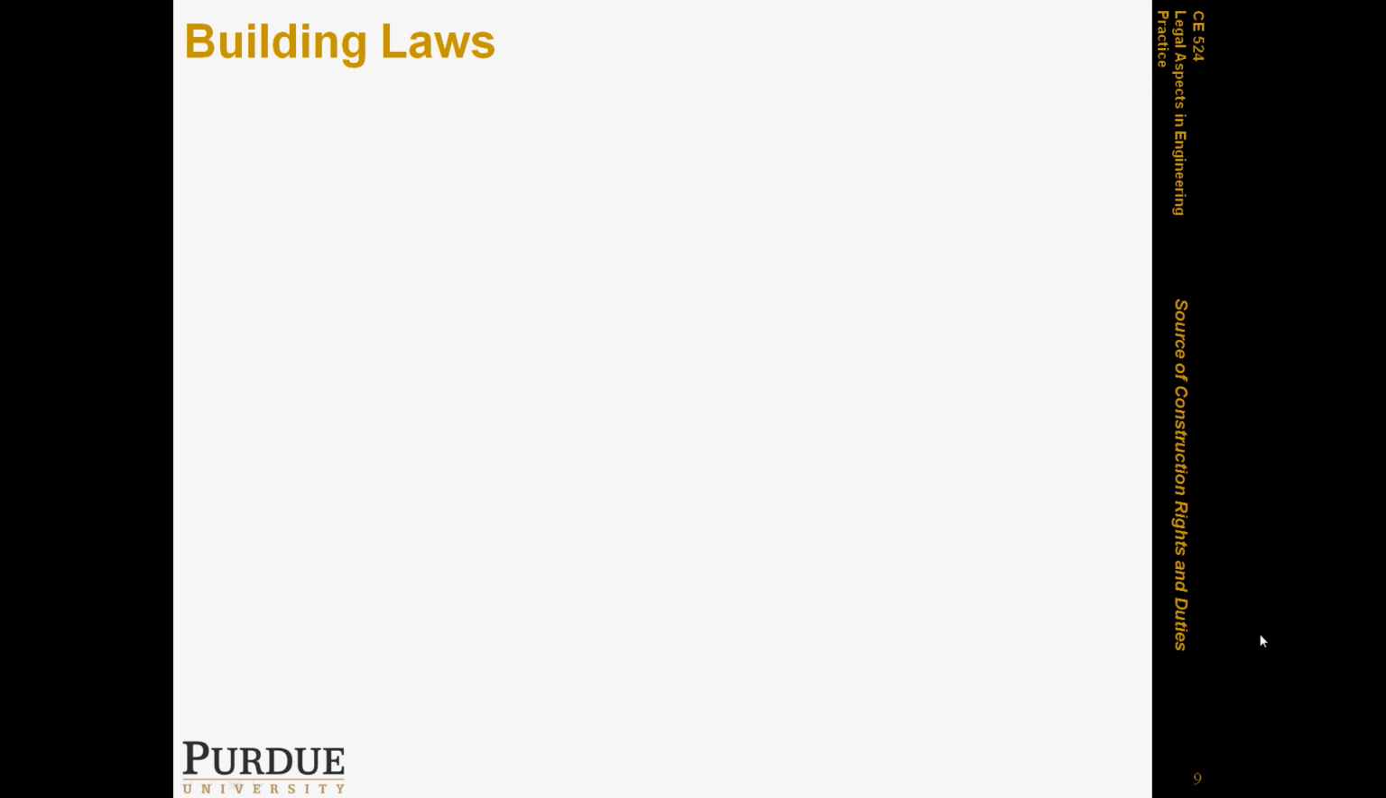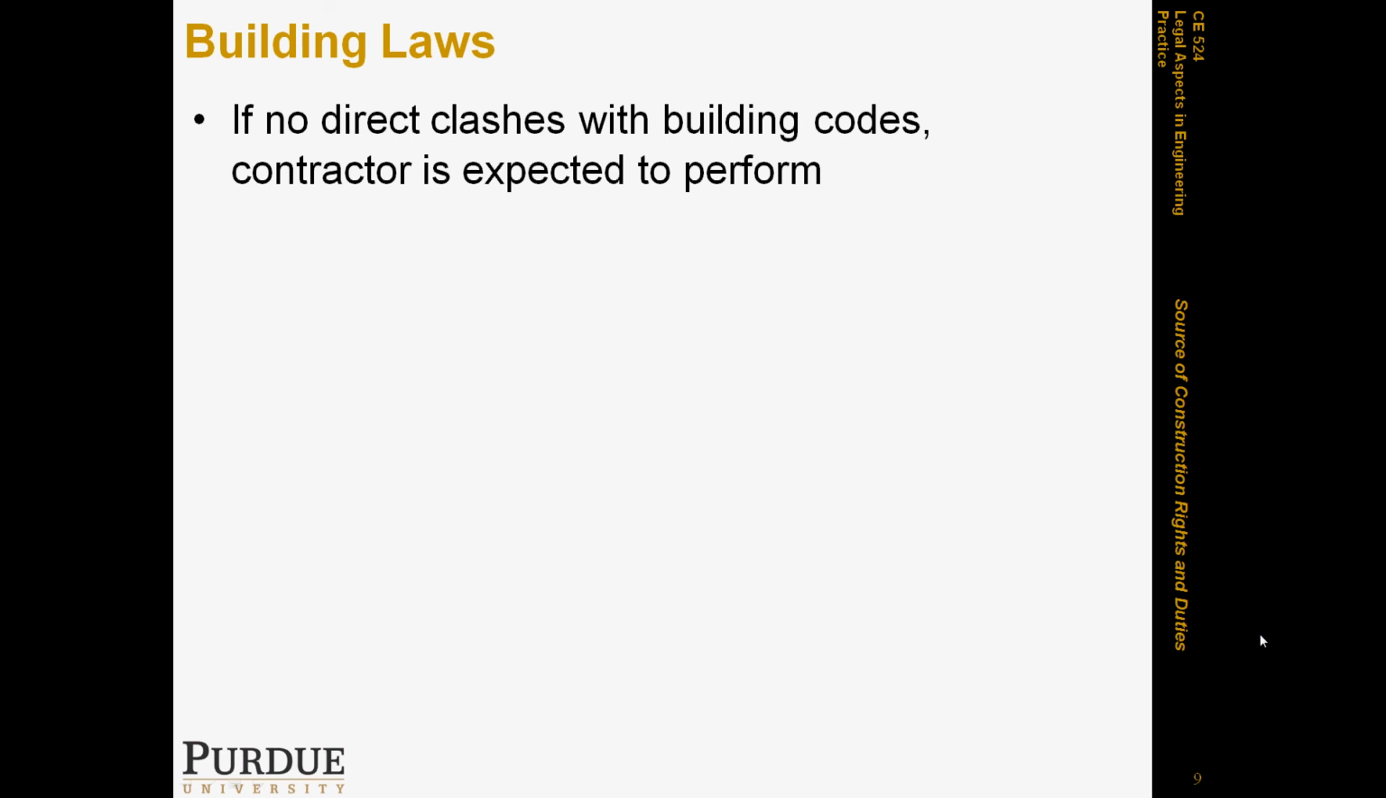What happens if we don't have any direct clashes with building codes? If we have designs that may have other troubles, other problems, but in this particular case they do not conflict with any specific clause. So if there are no direct clashes with building codes, the contractor is basically expected to perform.